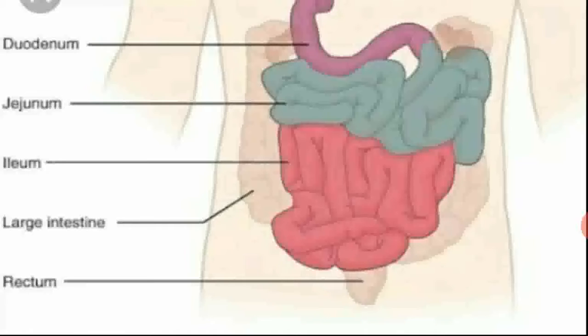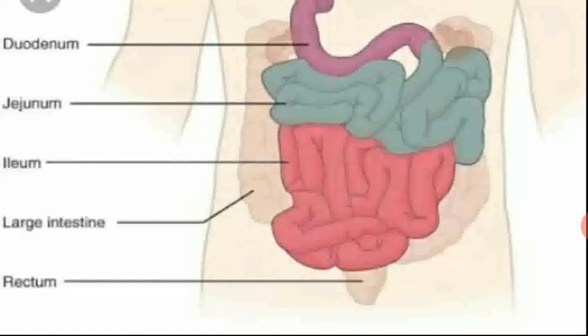Now, what is the function of the duodenum? It receives bile juice produced by the liver, the largest gland in the human body. And it also receives pancreatic juice from the pancreas.